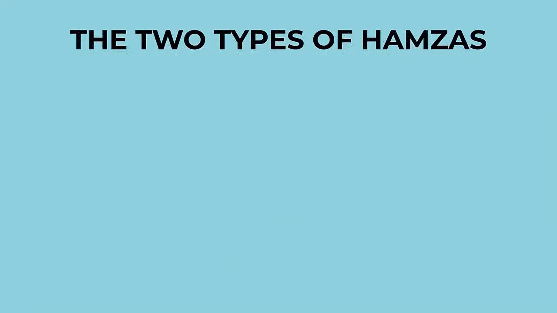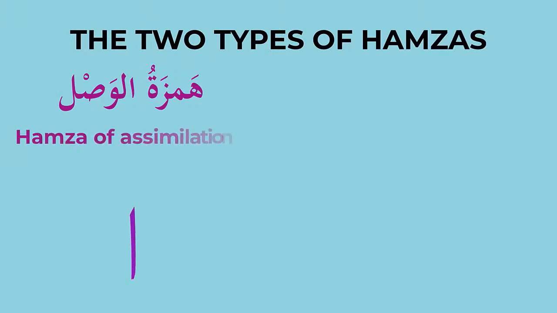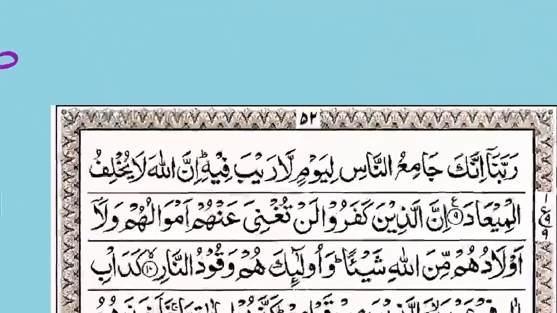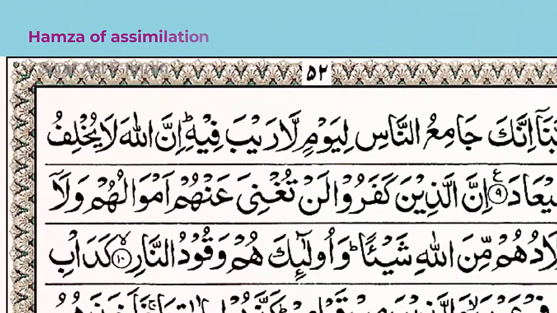We are going to learn two kinds of Hamza. One is called Hamzatul Wasal, Hamza of assimilation. And the other one is called Hamzatul Qata. Now in the Qurans which are printed in India and Pakistan, they do not differentiate between these two, brother.